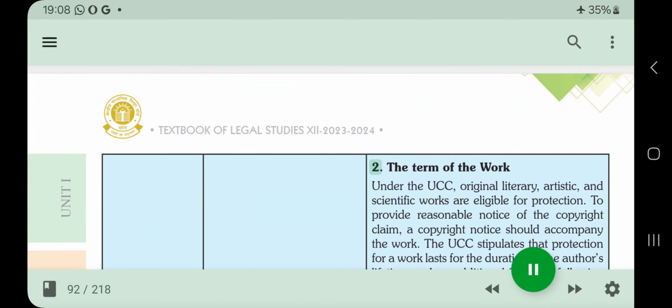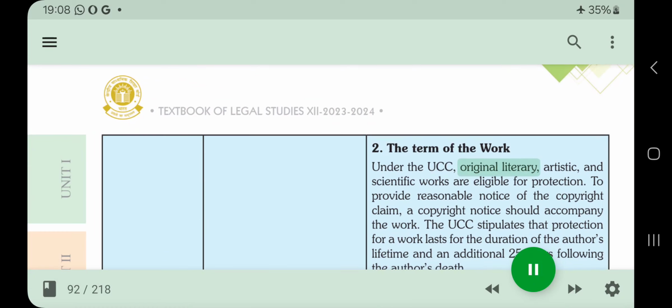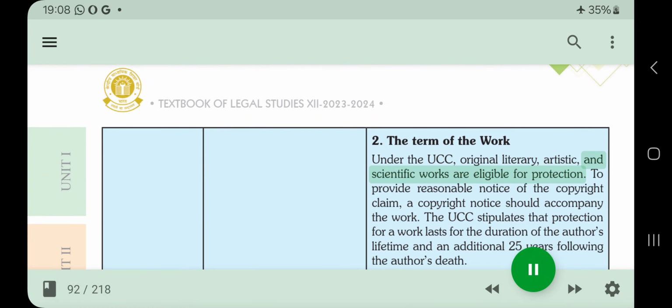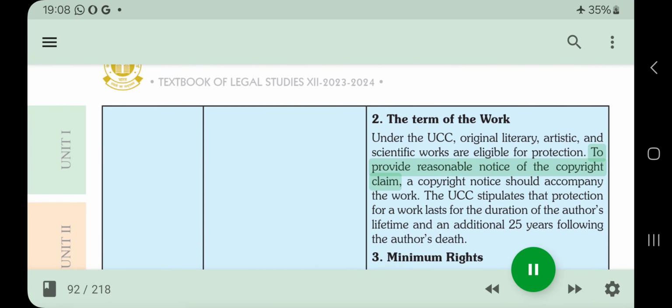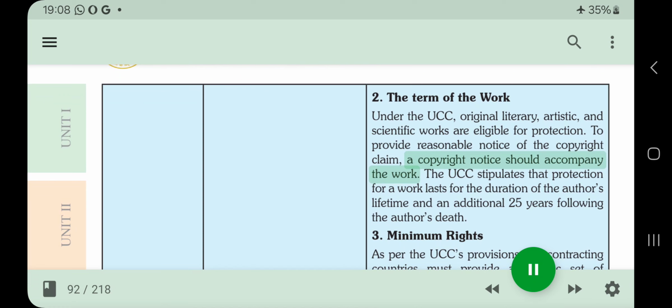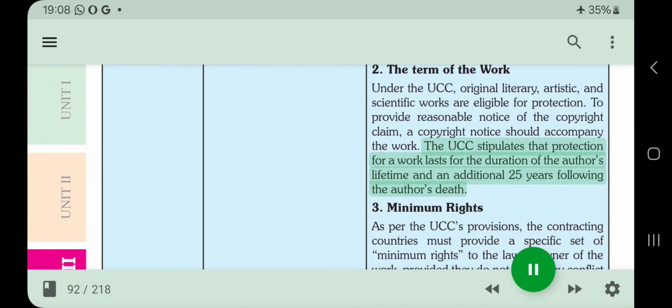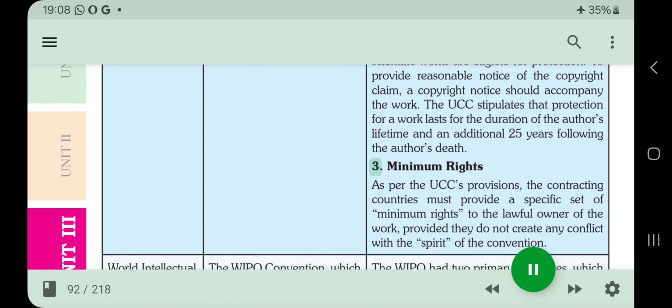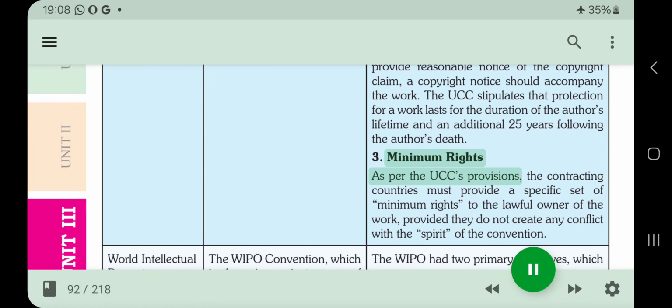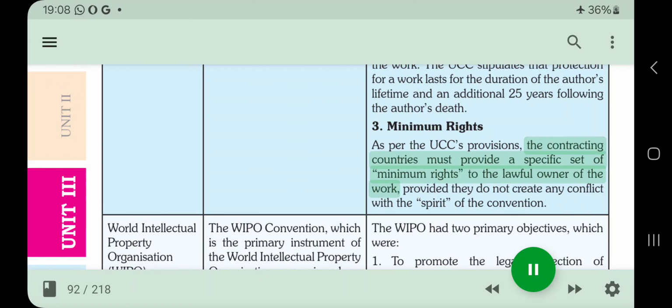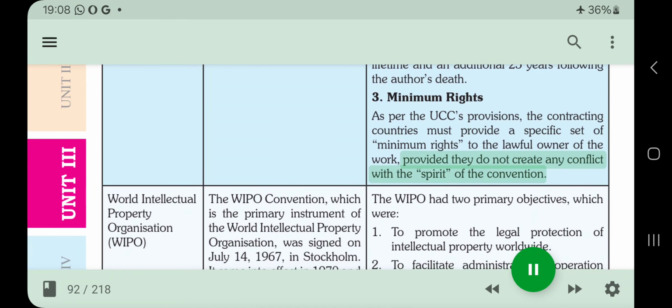2. The term of the work under the UCC. Original literary, artistic, and scientific works are eligible for protection. To provide reasonable notice of the copyright claim, a copyright notice should accompany the work. The UCC stipulates that protection for a work lasts for the duration of the author's lifetime and an additional 25 years following the author's death. 3. Minimum rights. As per the UCC's provisions, the contracting countries must provide a specific set of minimum rights to the lawful owner of the work, provided they do not create any conflict with the spirit of the convention.